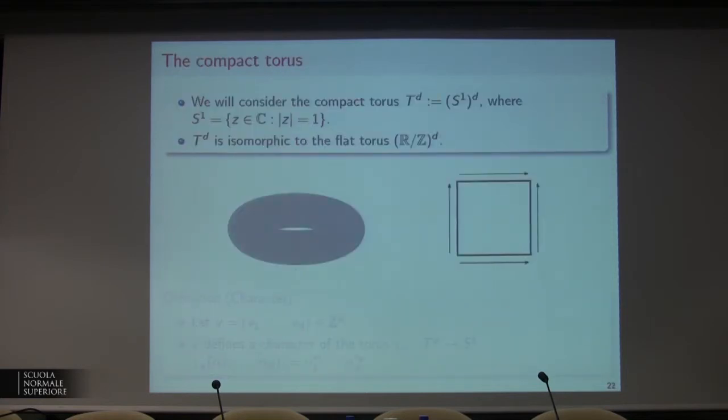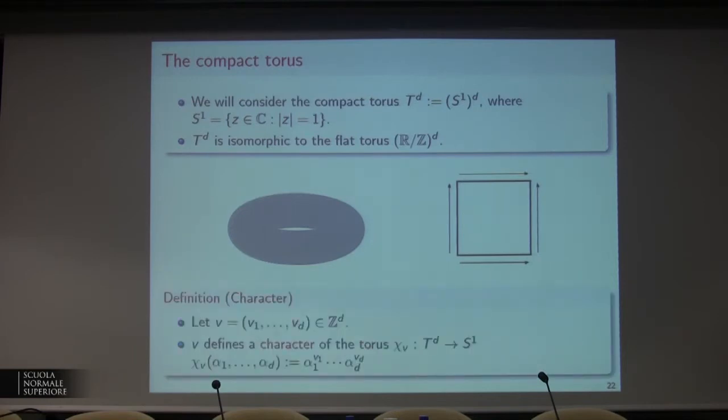So hyperplane arrangements are well understood. Next we will look at arrangements on the torus. First, let me recall, I will only consider the compact torus, the d-dimensional compact torus, which is the Cartesian product of d one-dimensional spheres. This is, of course, isomorphic to the flat torus, which is nicer for drawing pictures.